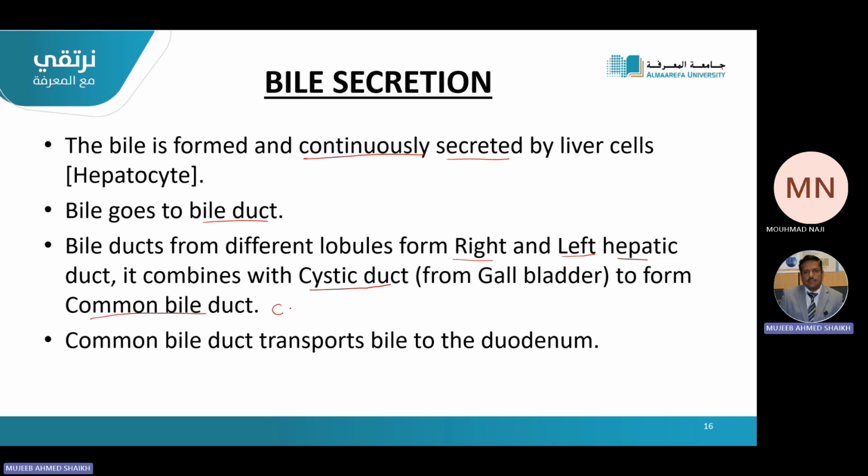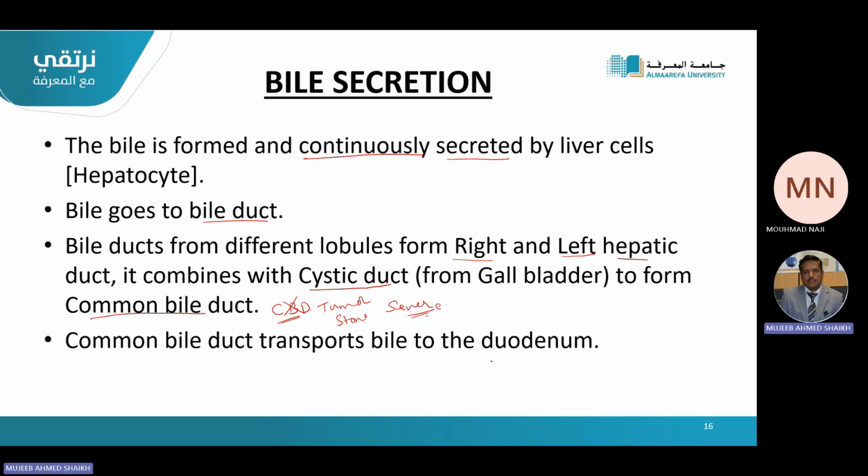Why am I repeating this common bile duct? Because there are chances that it may be blocked. The common bile duct can be blocked by any tumor, adenoma, or by a stone formed in the gallbladder. So gallstones can block the common bile duct, and then it will lead to severe pain. The patient will suffer from severe abdominal pain, which is due to the blockage of the common bile duct by stones.